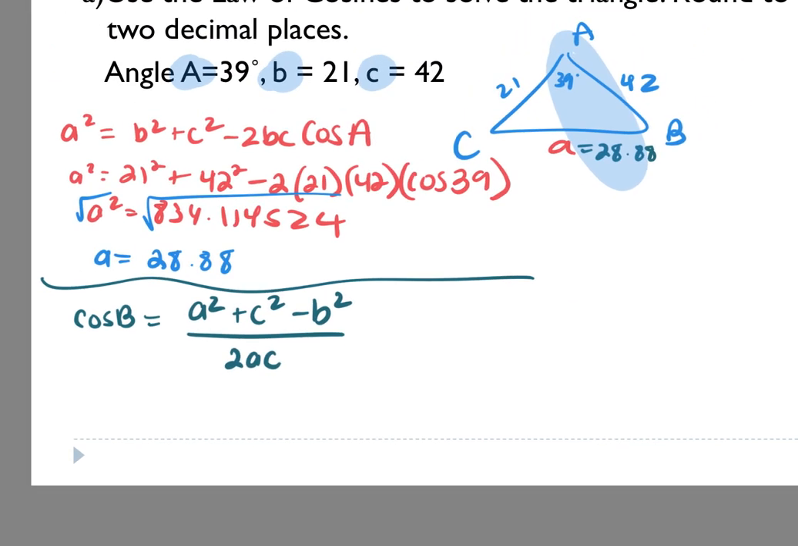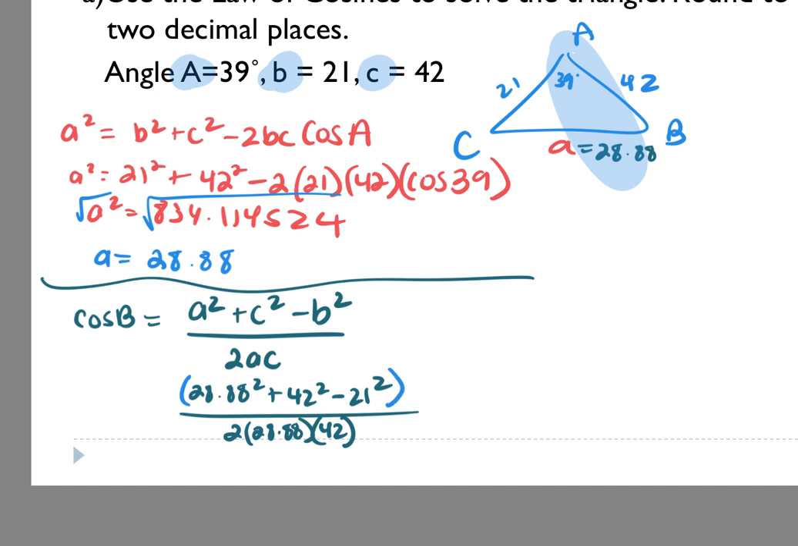So a squared is 28.88. It's a rounded number, but you cannot avoid using it. C squared is 42. And b squared would be 21 over 2 times 28.88 times 42. Now here's the catch on your calculator. You have to put parentheses to group your numerator and your denominator, or you can use the fraction bar. If you want to use the fraction bar, you don't have to worry about your parentheses.